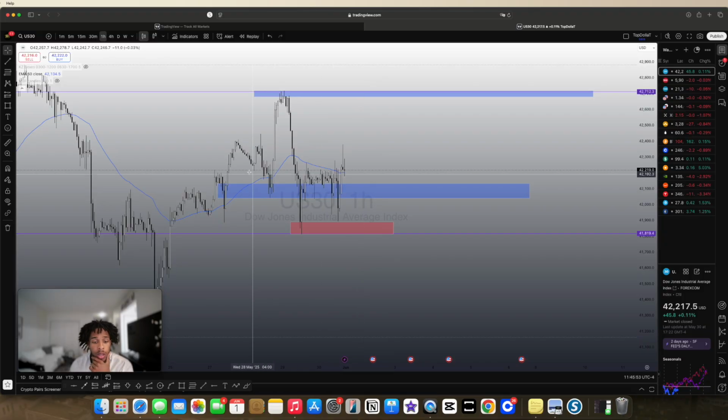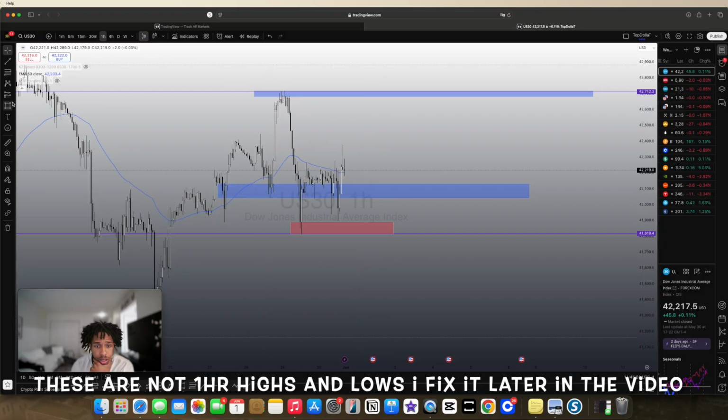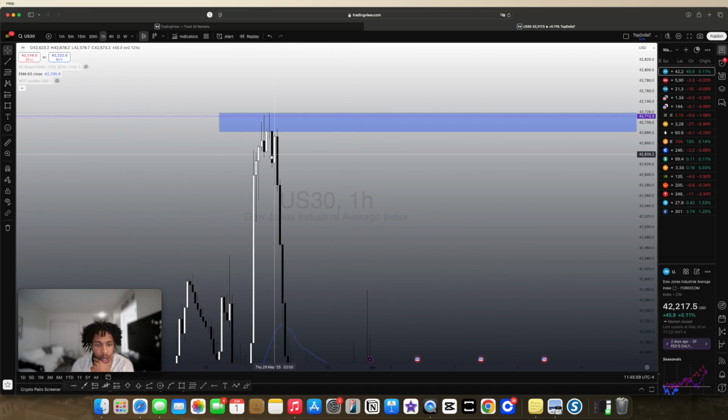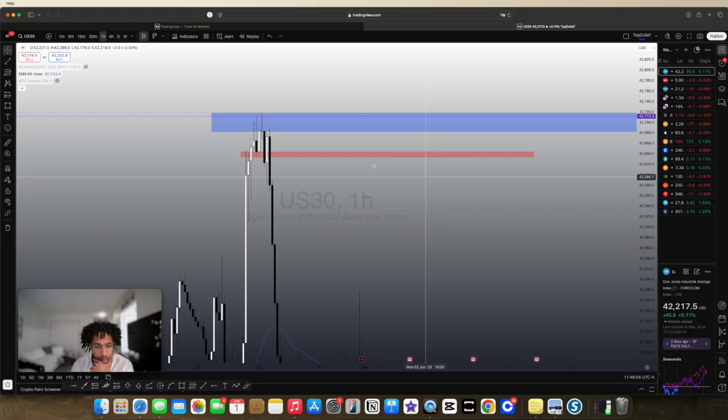Boom. And then the 1-hour retest will be like really here. Why? Because this was the previous higher low. Actually, no, I'm lying. I'm lying.